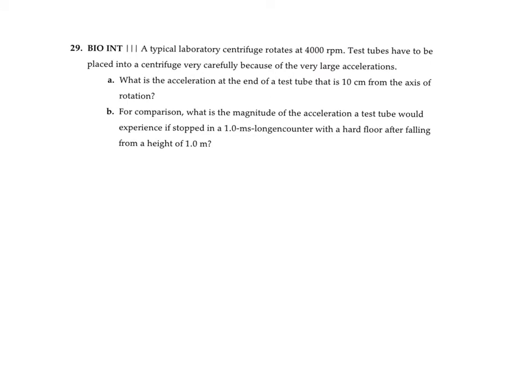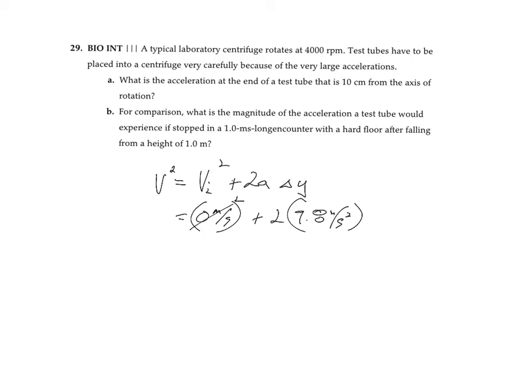All right, let's do B. They want to kind of compare some acceleration to if we dropped it. So we're going to pull out a big old equation. V squared equals VI squared plus 2A change in Y. Final velocity is what I'm interested in. My initial is 0. Square that, bye-bye, plus 2 at 9.8 meters per second squared, gravity. Change in Y, didn't they tell us it fell a meter?